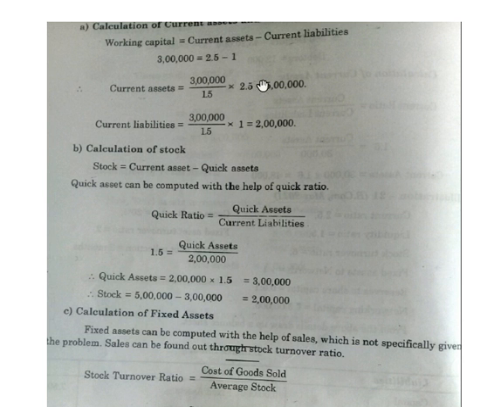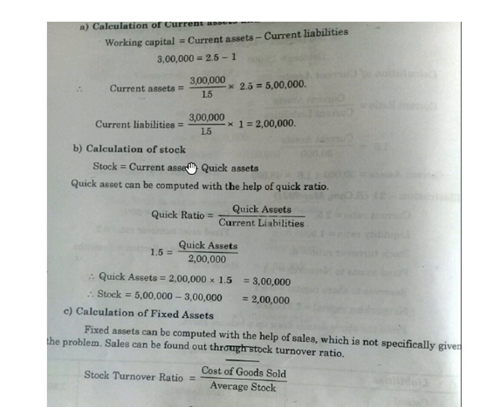So 3 lakhs into 2.5 divided by 1.5. How did you get this? 1.5 is 2.5 minus 1. So current asset is 5 lakhs. Current liabilities in the same way: 3 lakhs divided by 1.5 into 1, which is equal to 2 lakhs.